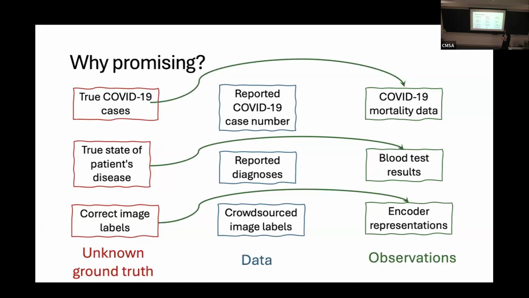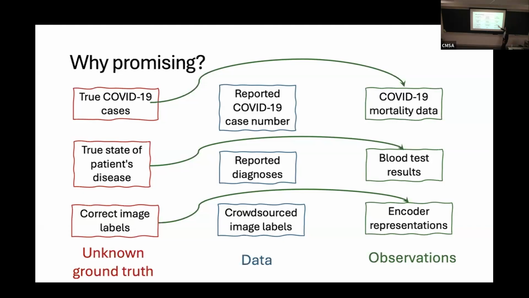And similarly, for crowdsourced image labels, we don't directly observe the correct label of an image, but we have the image. And there are some algorithms that we can apply on top of that image. We can apply an encoder to get a succinct representation of the image. That's also related to the underlying ground truth. So what made us feel hopeful is that even if we don't observe the underlying ground truth, we do observe some side information.